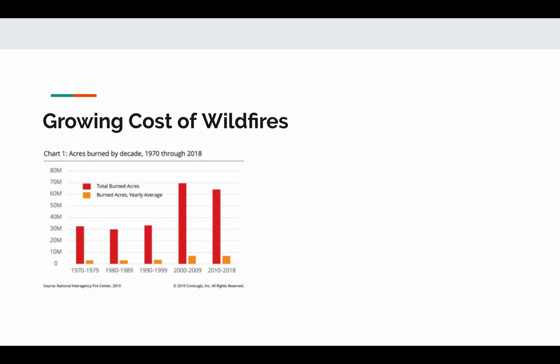The first thing that we're going to talk about is the growing cost of wildfires. Over the past 50 years, we've seen a steady rise in the total number of acres burned per year. 9 out of the past 14 years have resulted in record-breaking total number of acres burned.